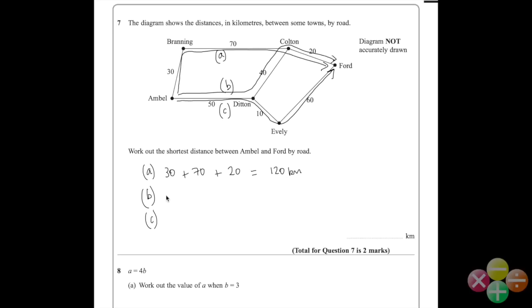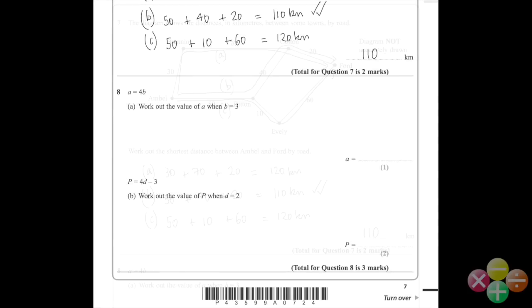B, we've got 50 kilometres plus 40 kilometres plus 20 kilometres, and that gives us 110 kilometres overall. And finally C, we've got 50 kilometres plus 10 kilometres plus 60 kilometres, and that gives us 120 kilometres as a total distance. So looking at the three, we can clearly see that route B is the shortest at 110 kilometres. Question 8. A equals 4B.